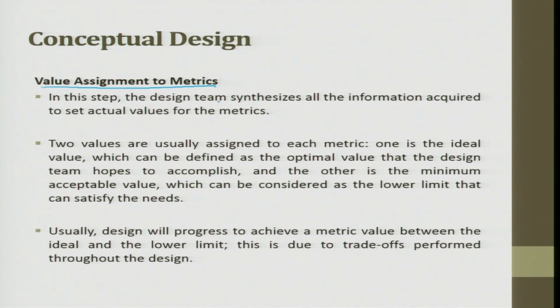In this step, the design team synthesizes all the information acquired to set actual values for the metrics. Two values are usually assigned to each metric. One is the ideal value, which can be defined as an optimum value that the design team hopes to accomplish, and the other is the minimum acceptable value, which can be considered as the lower limit that can satisfy the need. So, are you able to understand this?